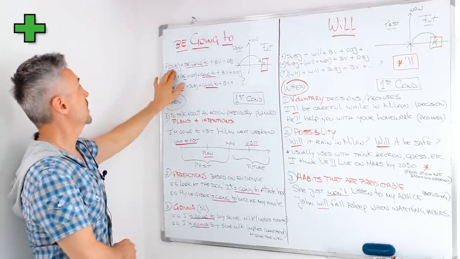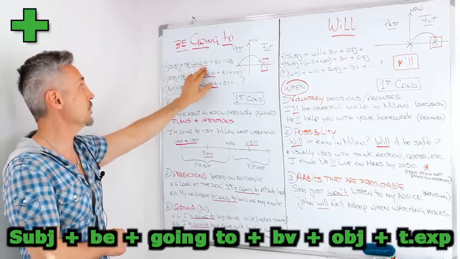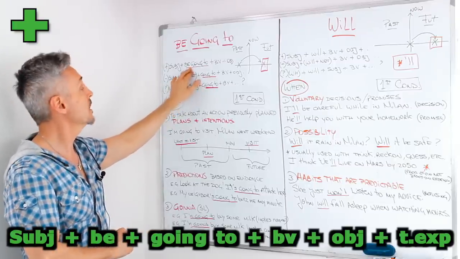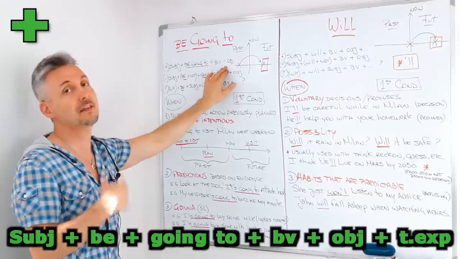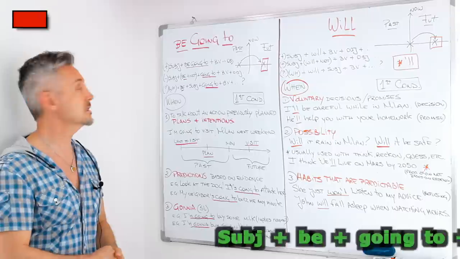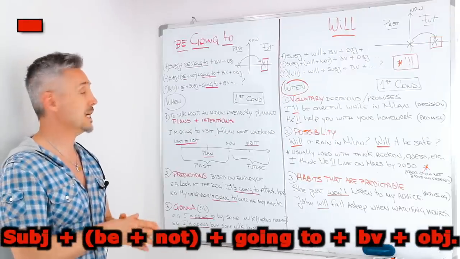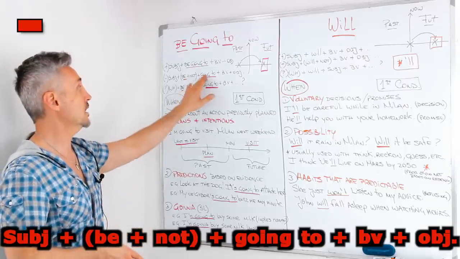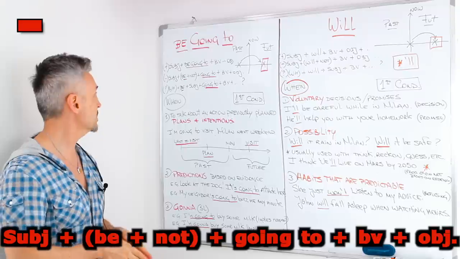We have the subject for a positive sentence. Then we have be going to, the verb to be. You need to conjugate it. Then we have the base of the verb, then the object and the time expression. For a negative sentence, you need the subject first, obviously. Then you need be plus not, so the verb to be plus not. Then you need going to, then the base of the verb, and then the object.